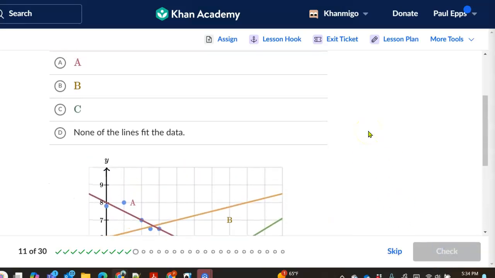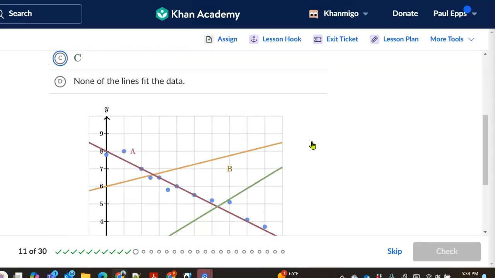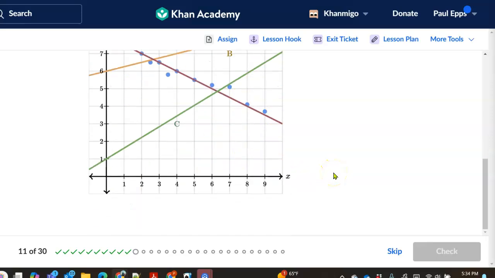Oh my gosh. Which line fits the data graphed below? A, B, C, or none? Well, let's see, it's under which? Oh, I see. Well, A fits. I mean, the dots. A is a good line of fit there.